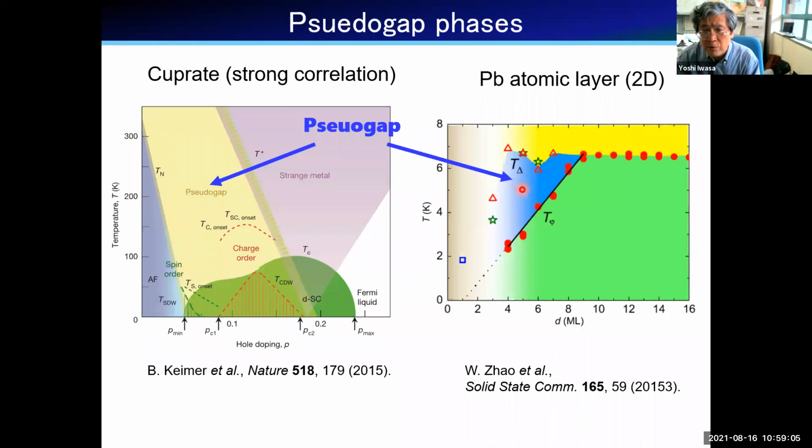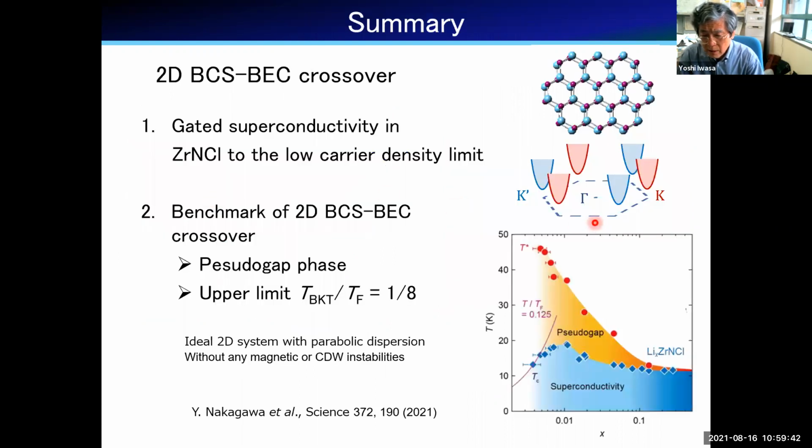So I think this is free from this type of complexity, free from magnetic instability or charge density wave instabilities. It seems that in the two-dimensional case, the pseudogap tends to be formed. This is very different from the case of correlated insulating systems. If you come back to our system, as you said as well, this is a very simple parabolic system, with no complicated band structure, and the magnetic or charge density wave instabilities are absent. So it's a free electron system in short. Even in this free electron system, two-dimensional systems tend to form a pseudogap state.